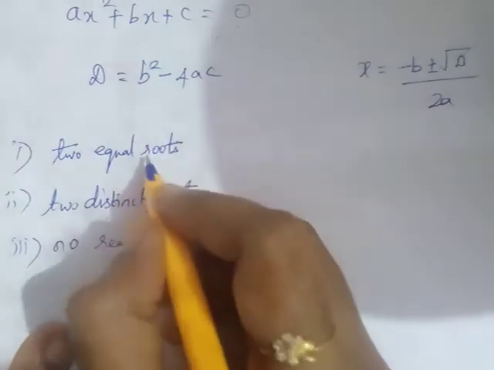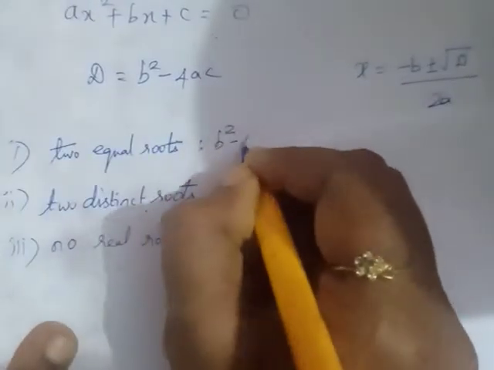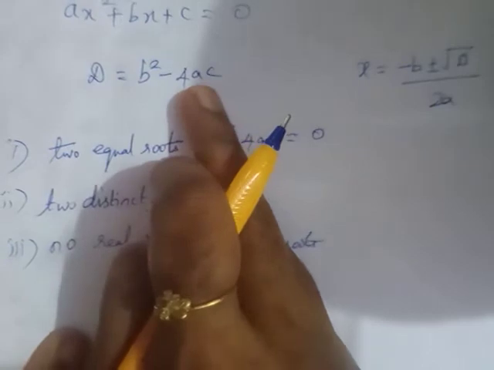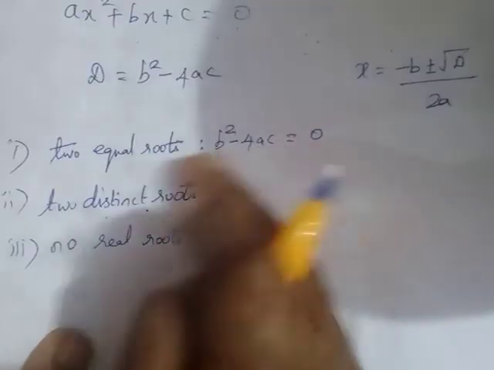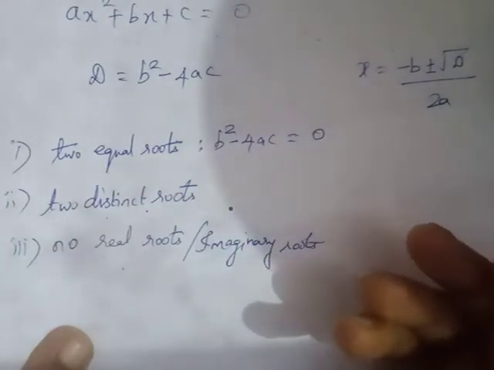When the roots will be equal, if b square minus 4ac is equal to 0, then the two roots are equal. You will be finding b square minus 4ac. If it is equal to 0, then you will be getting two equal roots. If one is 3, another root also will be 3. If one is 4, another root also will be 4. If one is root 3, then another also will be root 3.